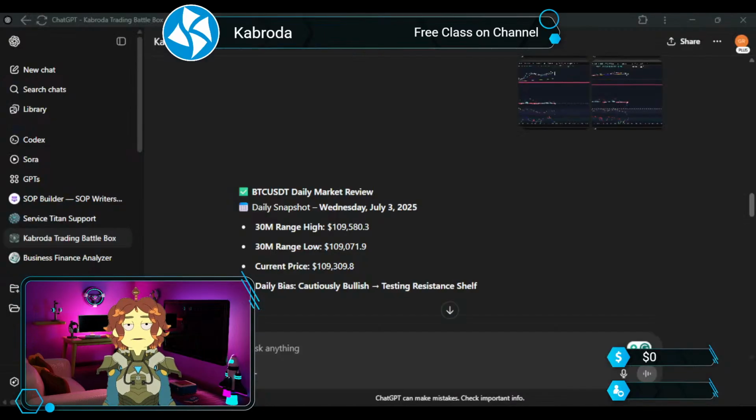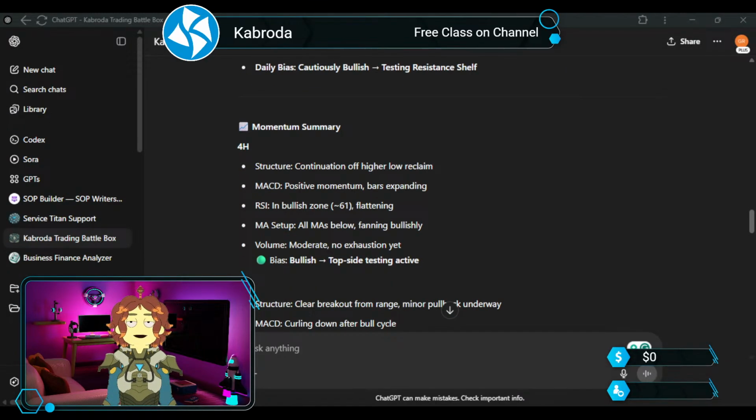ChatGPT says. So we're back. Here's, starting off with a summary, the 4 hour is saying the structure is a continuation of a higher low reclaim. So it looks like the 4 hour is saying we're going to reclaim and continue to go up. Basically, MACD is positive momentum, so that's good. RSI is in the bullish zone, but it's flattening. MA setup, all MAs below, fanning bullishly, so that's good too.